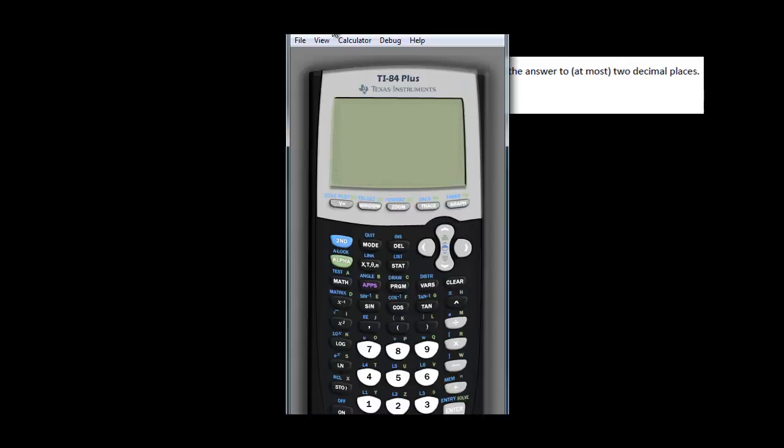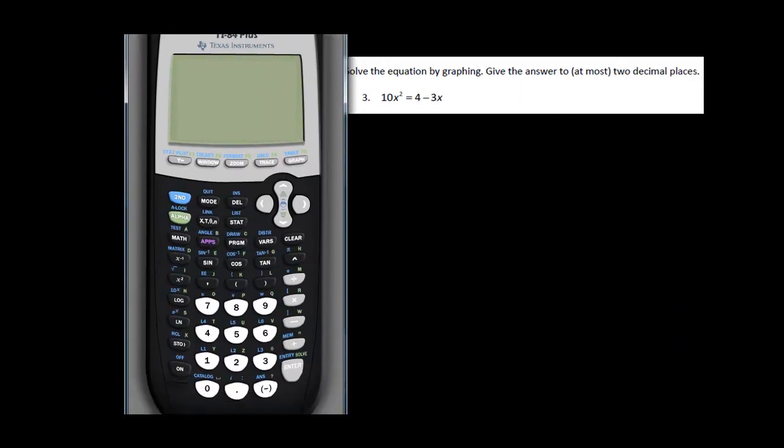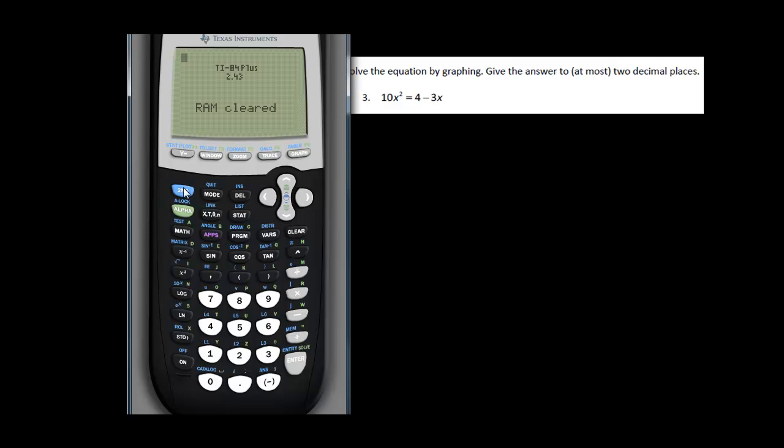Number 3, solve by graphing. So let's get the calculator out. So hit y equals, let's enter the equation. So 10x squared. We're going to want to move these terms to the left-hand side. So it's going to be plus 3x minus 4. Hit graph.